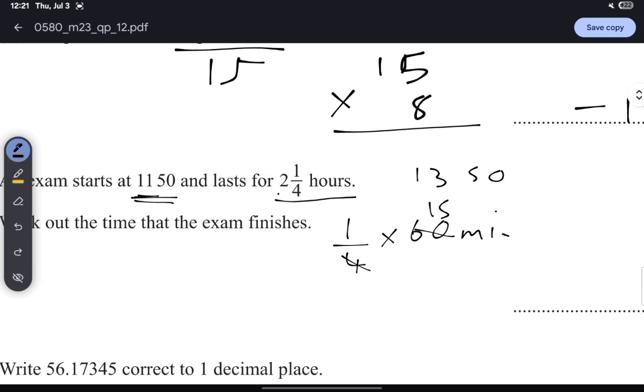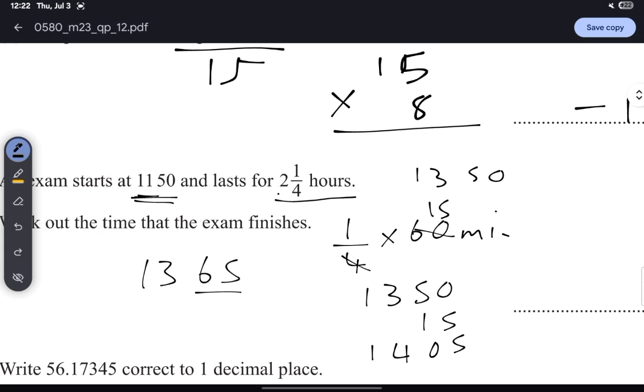So we're adding 15 minutes to 13:50. 13:50 and now 15 minutes. We see that we get 14:05. The reason why we get 14:05 is 13:50 plus 15 gives us 13:65, but we know that 65 is 1 hour 5 minutes. So adding the 1 hour to 13, we get 14 and 5 minutes. So 14:05.